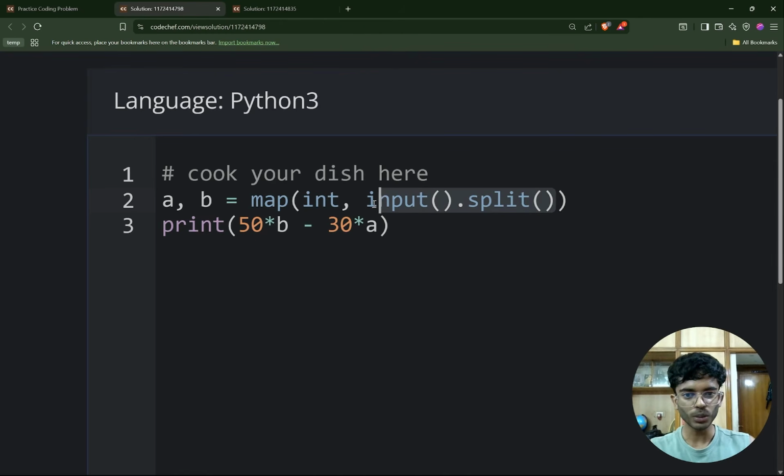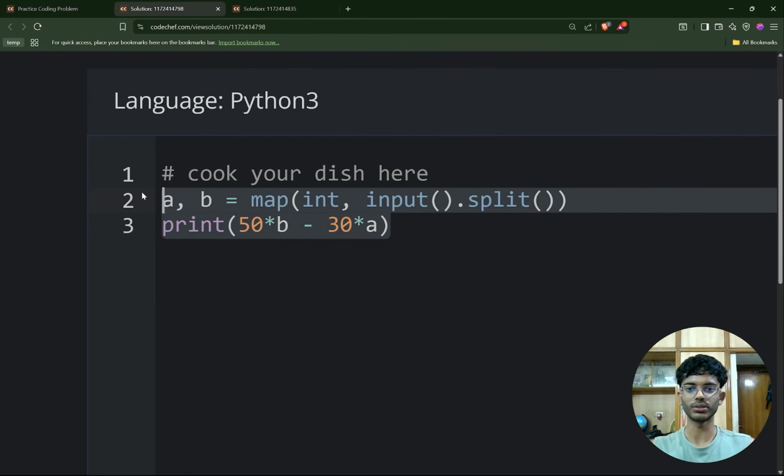This part will give us a list of strings, and we'll convert the list of strings into a list of integers using this map function. So all of this will give us a list of integers where each element represents each input of our line, and we'll map them into A and B. Now all we need to do is print 50 times B minus 30 times A, and this will be our answer. The time complexity is constant because we're just doing 2, 3, 4 operations.